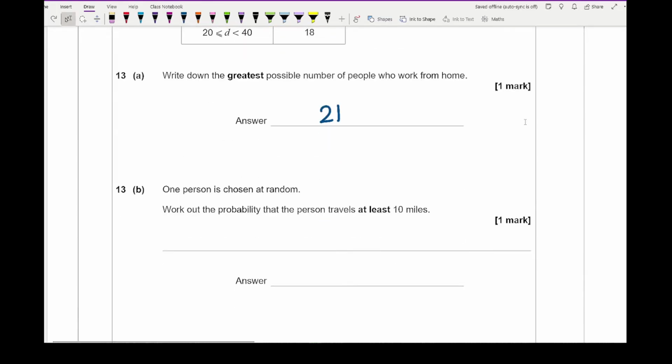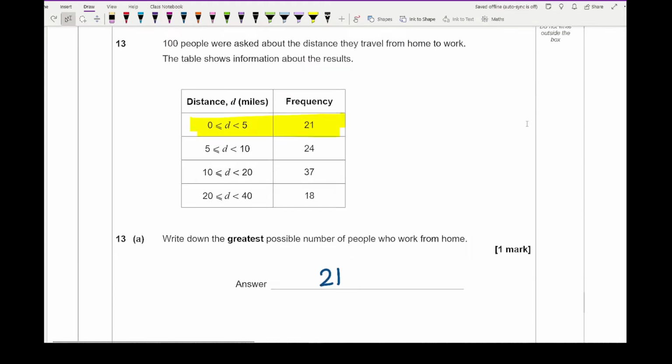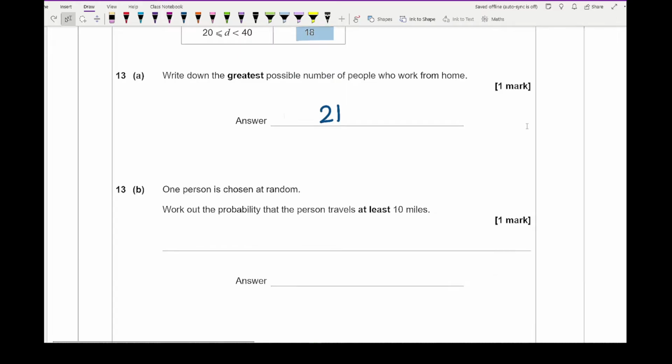Then for 13B, it says one person is chosen at random. Work out the probability that the person travels at least 10 miles. At least 10 miles means 10 miles or more. So that's going to be this frequency plus this frequency. 10 miles or more is 37 plus 18, which gives me an answer of 55. So the probability is 55 divided by the grand total of people who were asked, which is 100. We can simplify that fraction as 11/20.